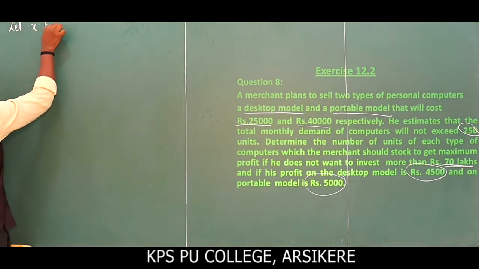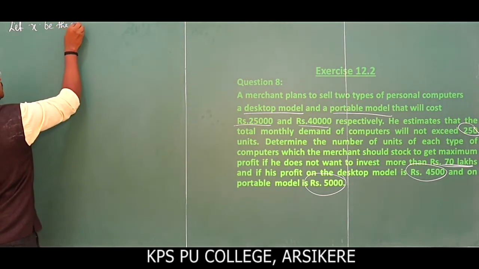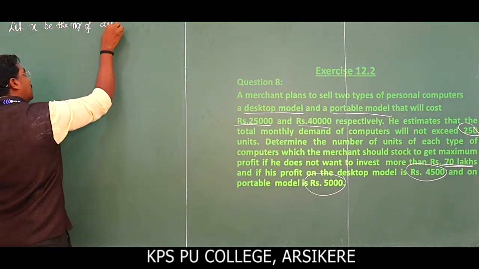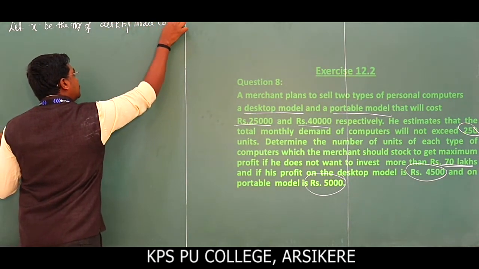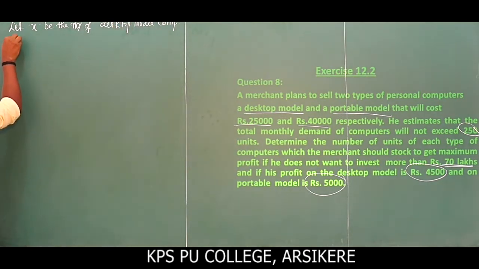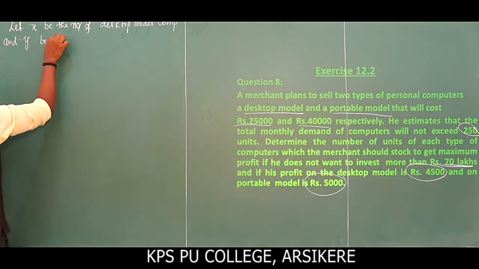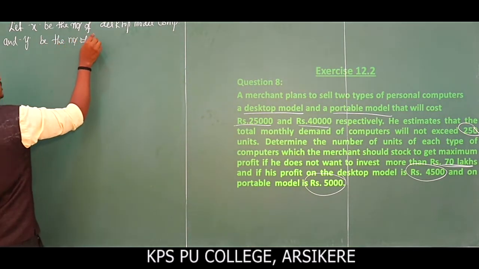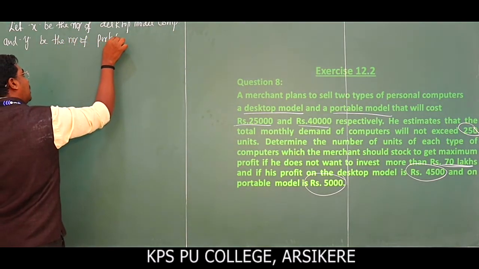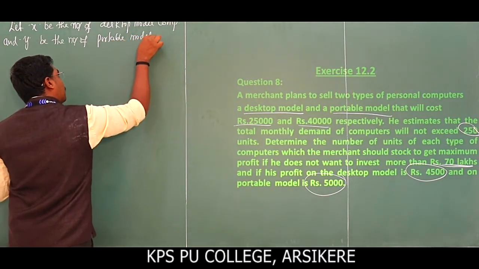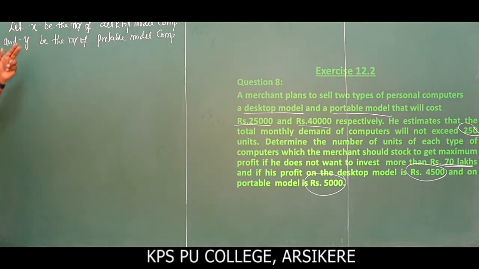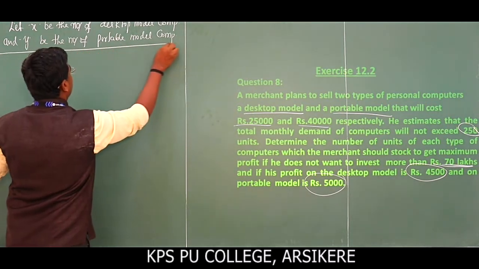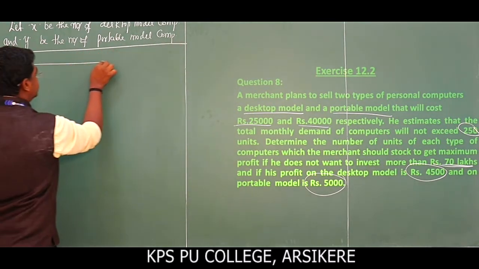Let x be the number of desktop model computers and y be the number of portable model computers. And obviously they are non-negative: x is greater than or equal to 0 and y is greater than or equal to 0. So now I will take a table. The first column is obviously resources.